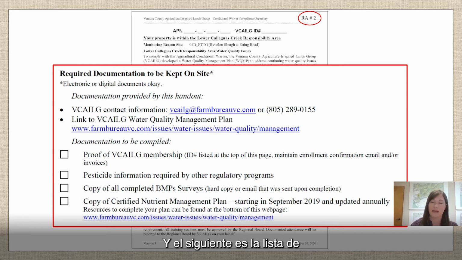And next is the compliance document checklist. This lists all of the information and documentation that the Regional Water Board requires each enrolled member to maintain. And some of this information is fulfilled just by having this handout itself. And then there are check boxes that are provided for the rest, so that you can make sure that you account for everything that's required.